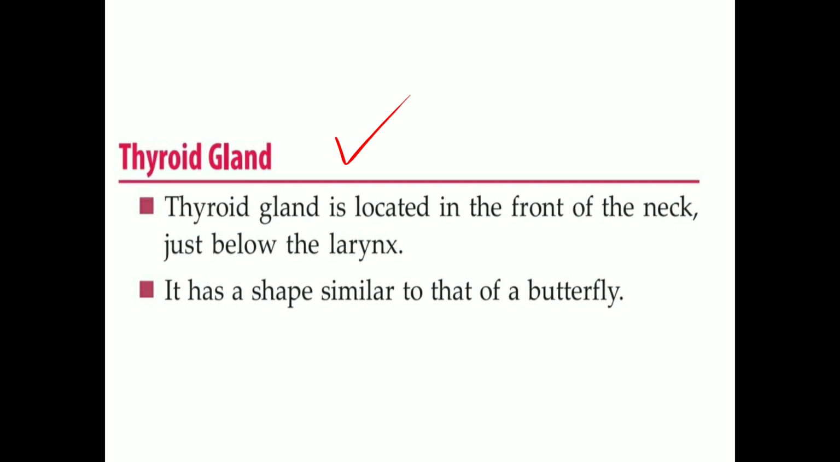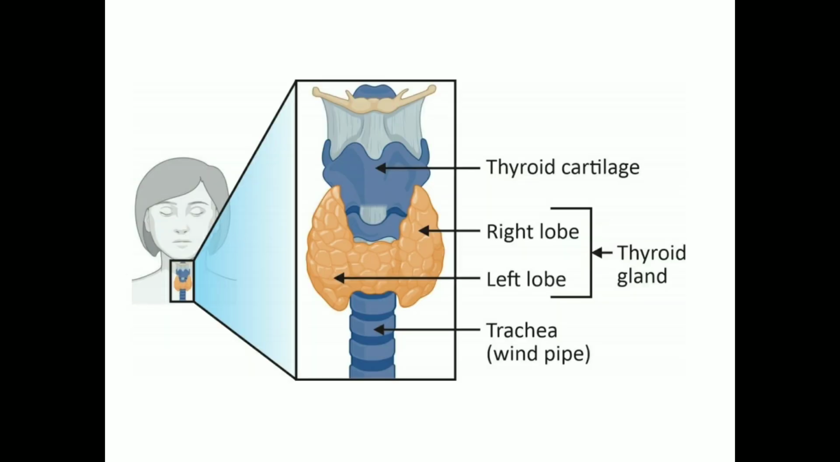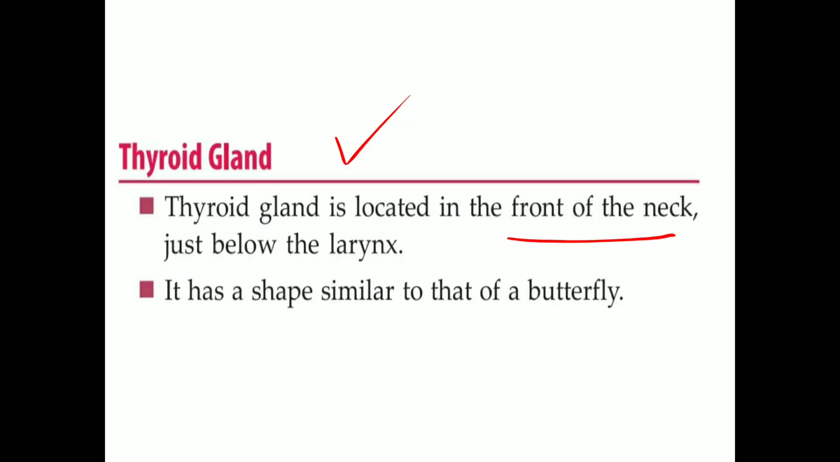Then next is thyroid gland. This is an endocrine gland which does not have ducts in them. Then secretions directly enter into the bloodstream. Thyroid gland is located in front of the neck. You can see that here in the neck. In front of the neck there is a butterfly shaped gland present, which is called thyroid gland.